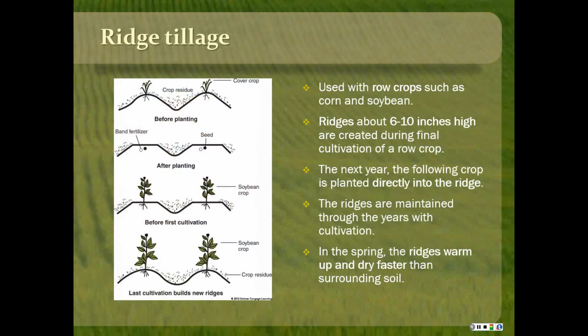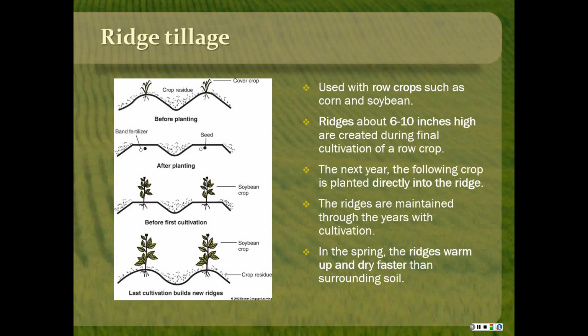And then ridge tillage is used with row crops such as corn and soybean, in areas like Iowa, Indiana, and southern Minnesota. Maybe it's used a little more than it would be used in North Dakota. So what happens here is during the last cultivation of a row crop, ridges are created about 6 to 10 inches high. And the next year, the crop is planted directly into the top of the ridge. And the ridge is maintained through the years with cultivation. And the advantage to this is in the spring, the ridges warm up and dry faster than the surrounding soil.